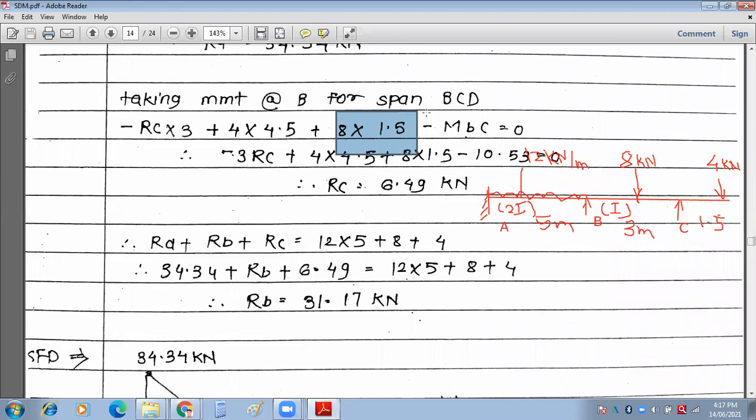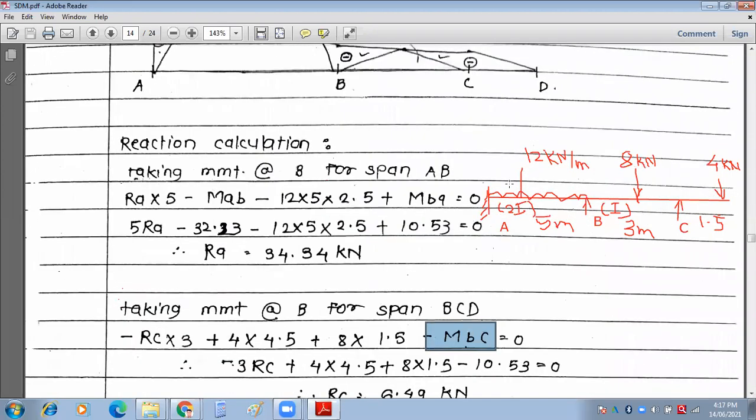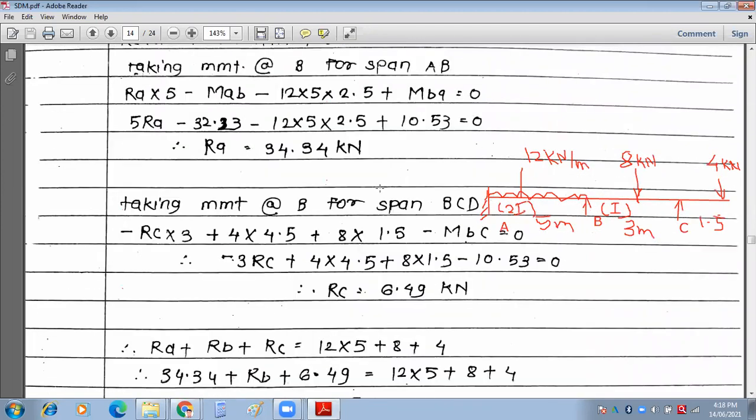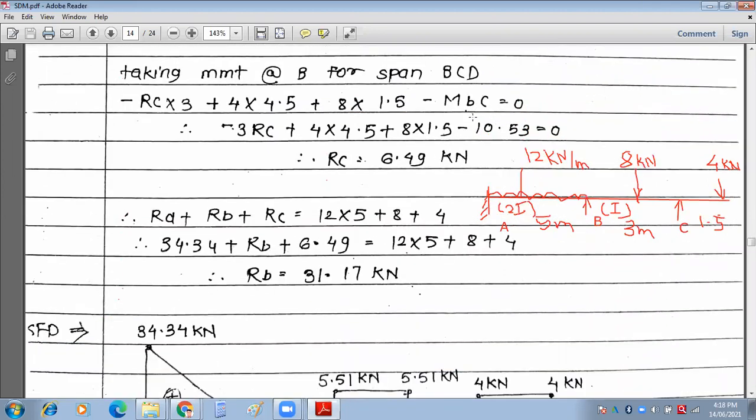And then moment MBC, that is nothing but the fixed moment at this location. And as we know, the fixed moment BC is 10.53. Put this value over here, 10.53. Now if you solve this, all other values are known, only RC is unknown. You'll be getting the RC value 6.49 kilonewton.